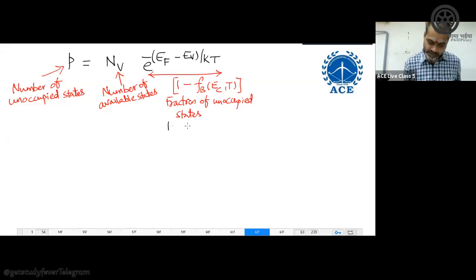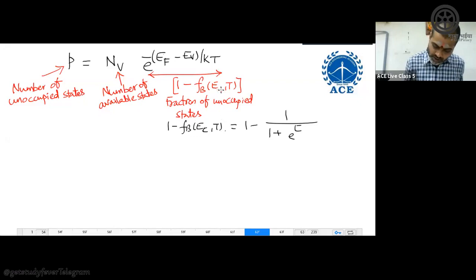1 minus FB of EC comma T is equal to what? 1 minus 1 divided by 1 plus e power, I'm sorry, it is not EC where we are calculating. I'm extremely sorry. It is EV, no? I'm sorry, please make a correction. You are calculating at where? At the edge of the valence band. It should be EV, not EC. I'm sorry. So it is e power what? EV minus EF divided by KT. Am I correct?